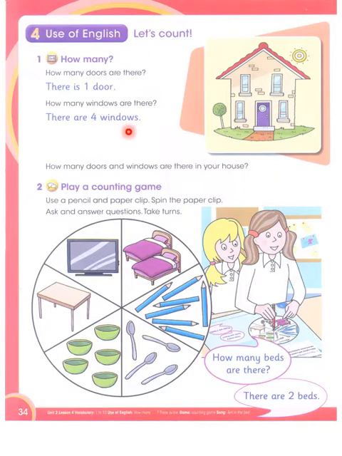So how many doors are there? There is one door. How many windows are there? There are four windows. How many doors are there? There is one door. How many windows are there? There are four windows.